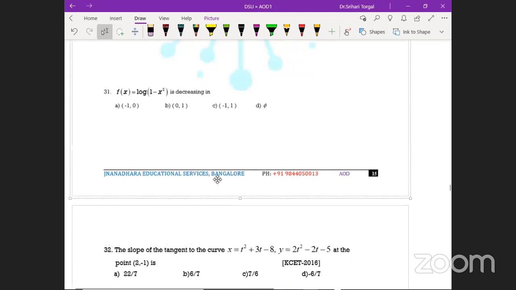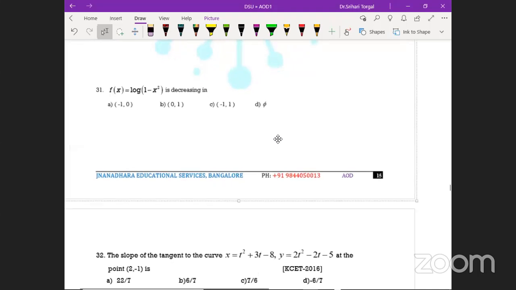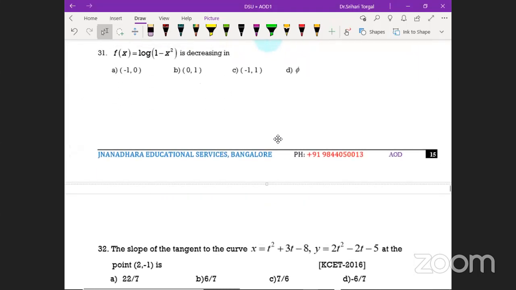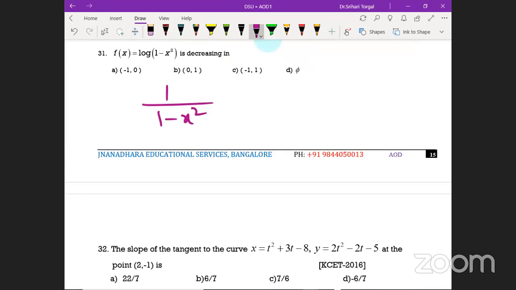Log of 1 minus x square. Here, log of 1 minus x square is decreasing in which interval? What is the differentiation of log? 1 by 1 minus x square. What are the two values where the denominator is 0? One is 1, another one is minus 1, right? The denominator will be 0. Now, take any one point in between minus 1 to 1, or you can take more than 1 also, that is 2.